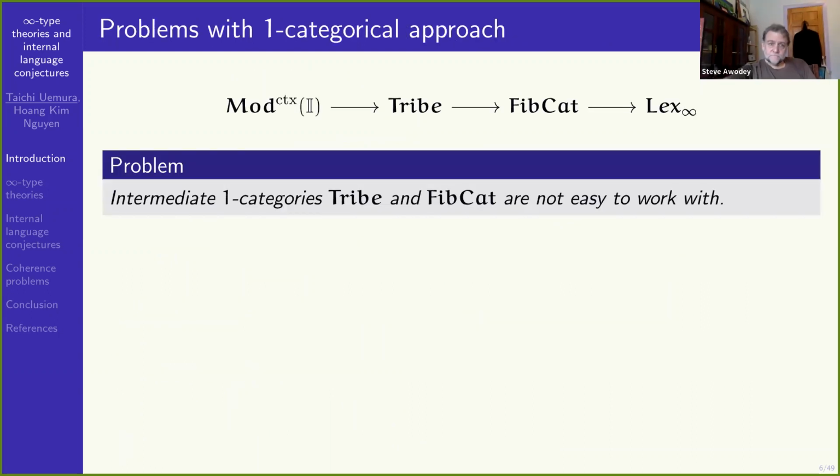Okay, so the problem of this 1-categorical approach is that the intermediate 1-categories, namely the category of tribes and the category of fibration categories, are not so easy to work with, to my impression.